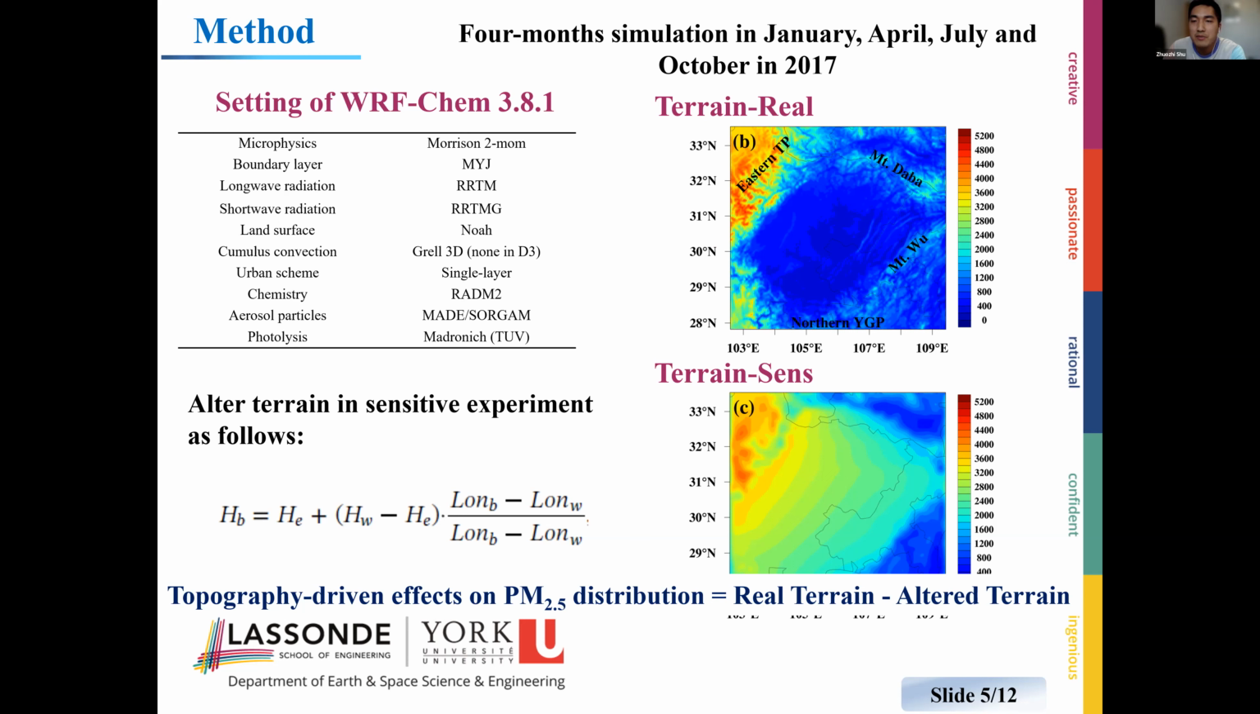In the sensitivity experiment, the basin is filled in all 3 domains, according to the formula. The 4 months of January, April, July, and October in 2017 respectively represent the 4 seasons. The difference between the 2 experimental results represents the topographic driving effects on PM2.5 changes.